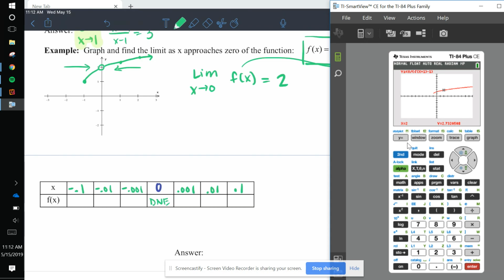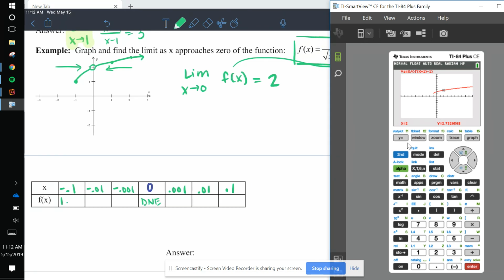When I plug those into my calculator, I get 1.949, 1.995, 1.999. On the right, I get 2.049, 2.005, 2.004. So from the left and from the right, what number are we getting closer and closer to? Looks like we're getting closer to 2.